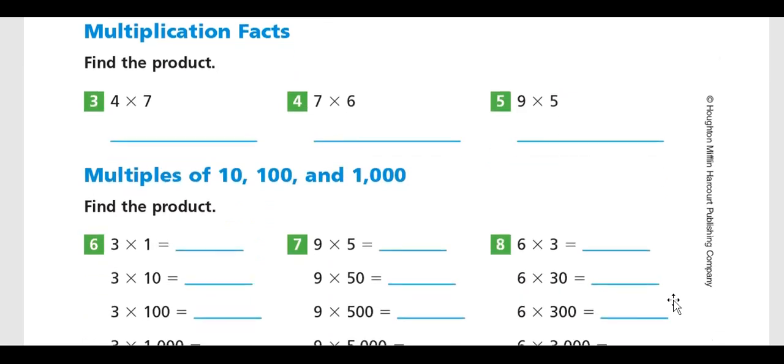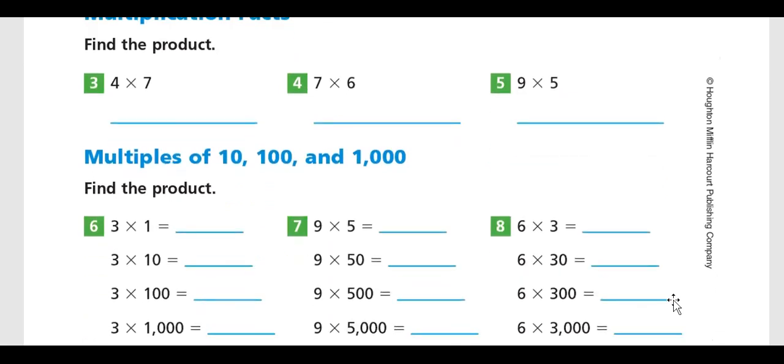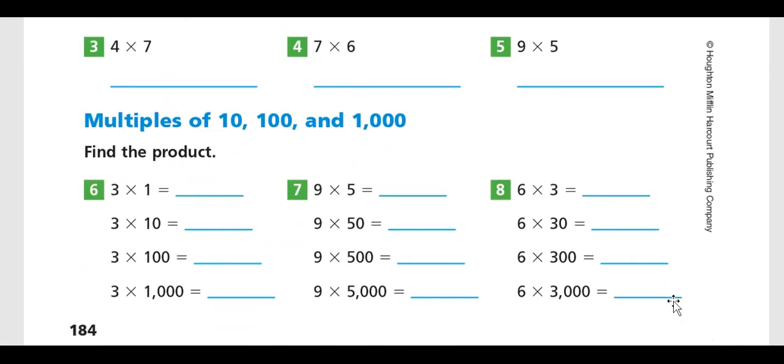Now multiply 4 by 7. So 4 times 7 is 28. 7 times 6, 42. 9 times 5, 45.